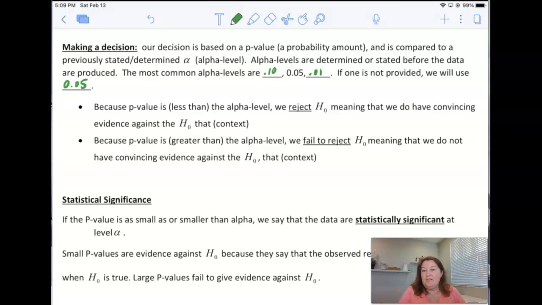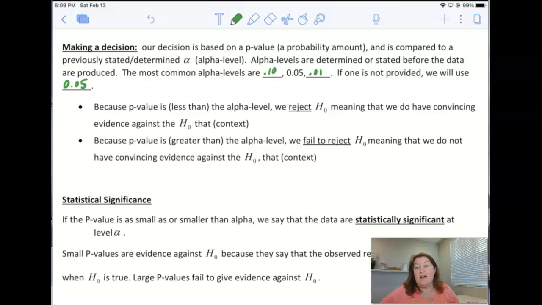Okay, so if the p-value is less than the alpha level, that means that I am very, very far away. And I'm going to say, I think what you're saying in the middle is wrong. So based on my p-value, because it's less than the alpha level, we're going to reject your claim that it really is this, meaning we do have convincing evidence against the null hypothesis. And then we'd have to say what it is in context, that the true mean proportion of students that agree with this statement is 40%.